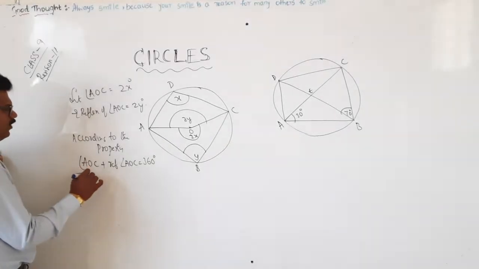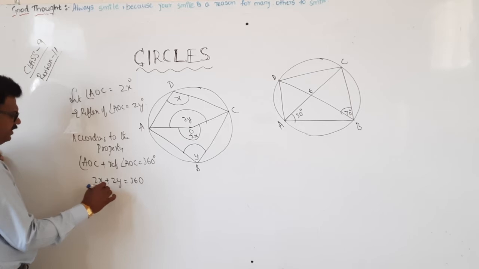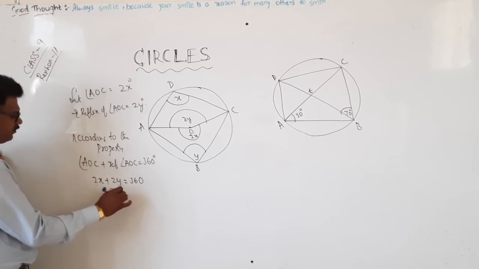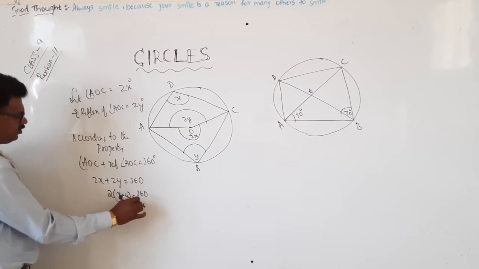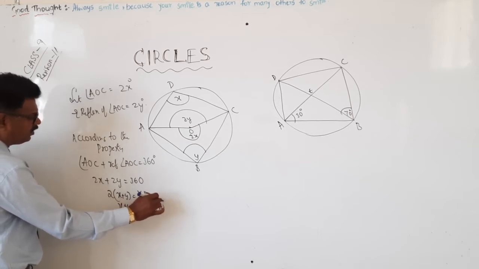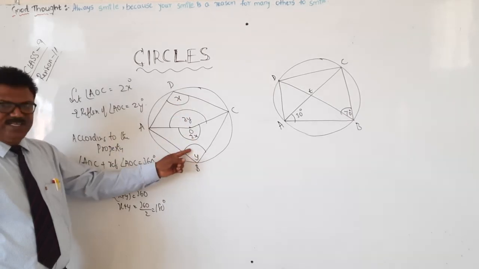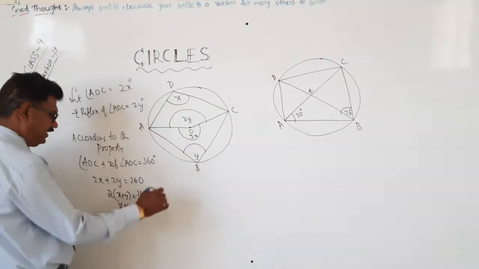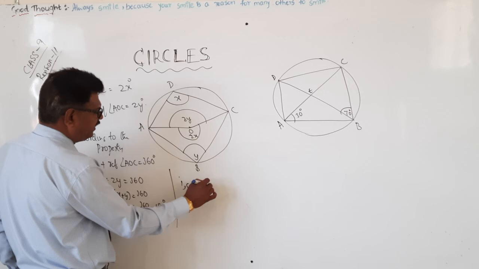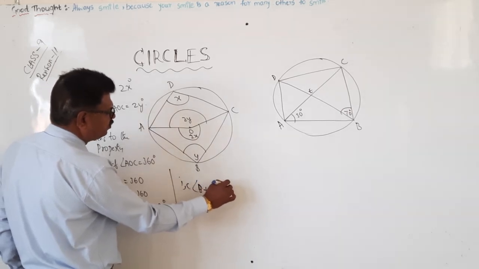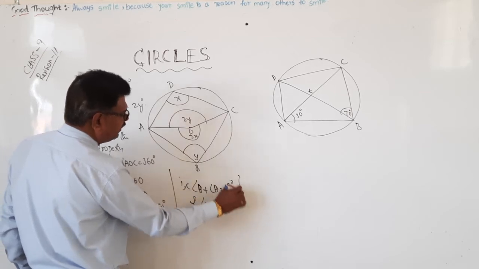Here you can take it: AOC is 2x plus 2y equal to 360. Take 2 common, then x plus y is equal to 360 divided by 2, equal to 180 degrees. So, what is x plus y? This and this. The sum of these two is 180 degrees automatically. Therefore, angle B plus angle D is equal to 180 and angle A plus angle C is also 180.